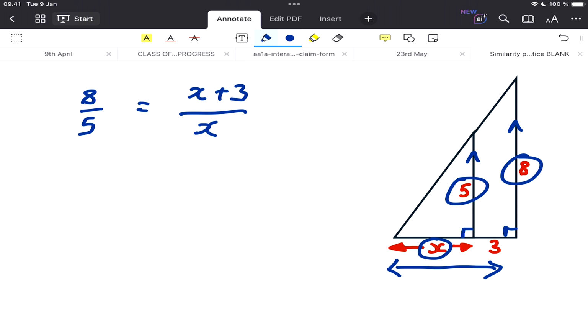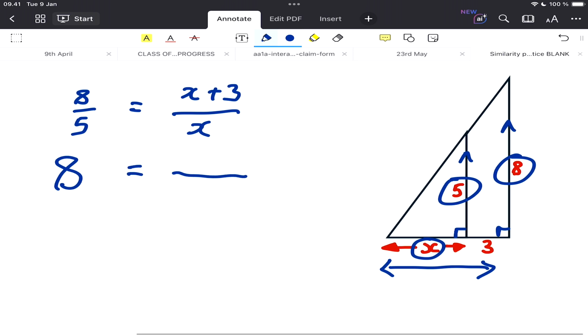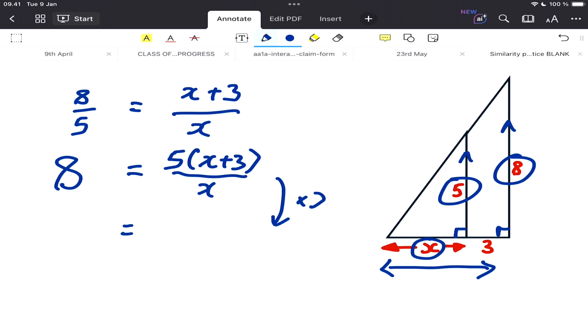So I'm going to multiply everything by 5 to get rid of that fraction on the left. So multiply by 5 and I just get 8 there. But then I've got to multiply everything in this fraction by 5 as well. So 5 times x plus 3 over x. Remembering that when you multiply a fraction by a number, you're just multiplying on the top, of course. Okay, I've got another fraction that I want to get rid of, so I'm going to multiply both sides by x to get rid of that fraction.